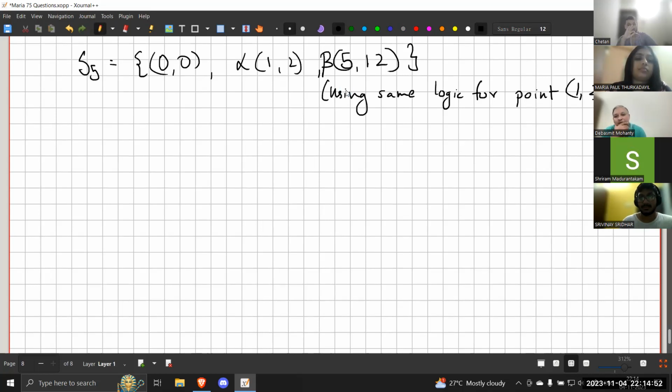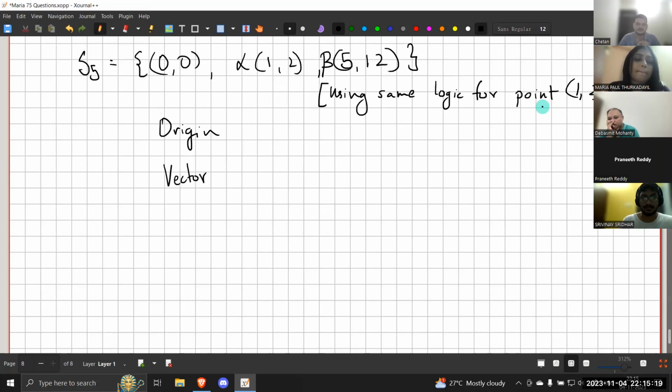See, Maria wants to include her point as well. We can't just make Vinay happy, we have to make Maria happy as well. So just tell me, can I call this a subspace now? Anyone? Aditi, Praneeth, Anurag, Bharat, Chittu Raja, Nagashri, Ravi. It won't be a subspace, right?